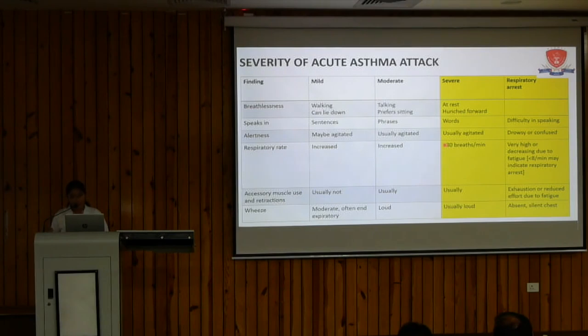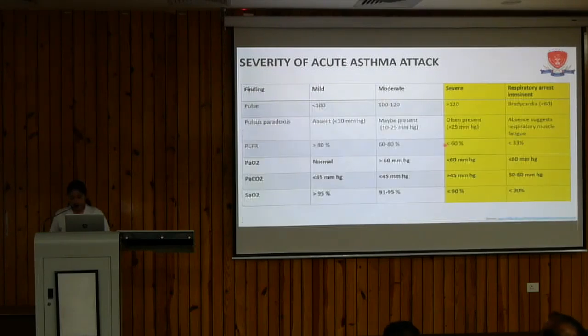Respiratory rate here is either very high or decreasing due to fatigue, wheezing is absent, and there is a silent chest on auscultation. Pulse is greater than 120 beats per minute, and pulsus paradoxus is usually present in severe attack, whereas there is bradycardia in respiratory arrest, and there is absence of pulsus paradoxus due to respiratory muscle fatigue. PEFR, or peak expiratory flow rate, is less than 60% in severe cases and less than 33% in respiratory arrest.